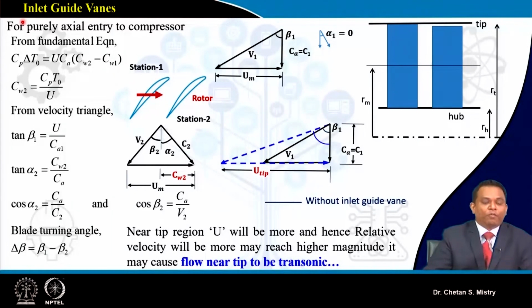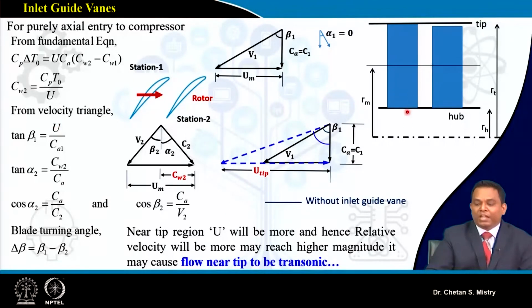So from fundamentals, what we know, if I am considering purely axial entry, that means my alpha 1 equals 0. You can write down my thermodynamic work done and aerodynamic work done, they both are the same. Since this is axial entry, my CW1 will be 0. Now if I am putting that, the exit swirl velocity I can calculate based on my thermodynamic work and my peripheral speed. This will help us in calculation of my angle beta 1 at different stations, because my peripheral speed is a function of radius.